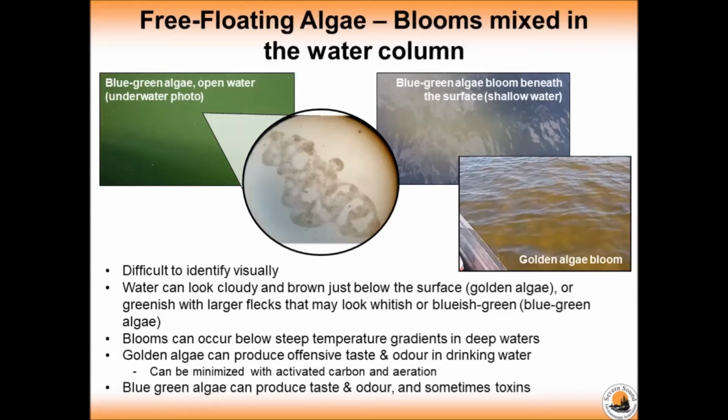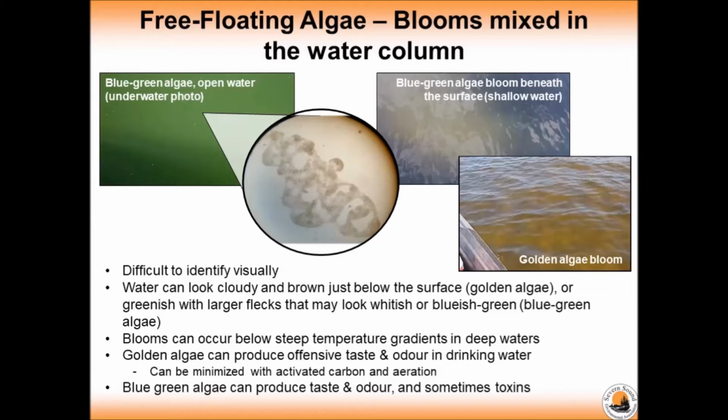So other types of free-floating algae that you might see where the bloom is maybe more mixed in the water. So it's difficult to identify these visually. They can be from different species of algae. So it can make the water look kind of cloudy or brown just below the surface, and that tends to be a type of algae called golden algae. Or if you're seeing more of a greenish color with larger flecks in the water that might look kind of white or bluey green color, then that may be your blue-green algae.